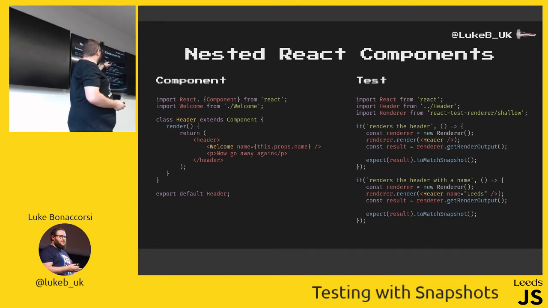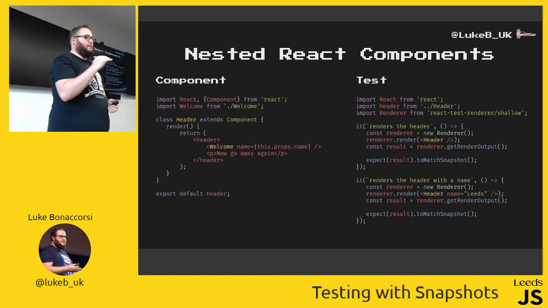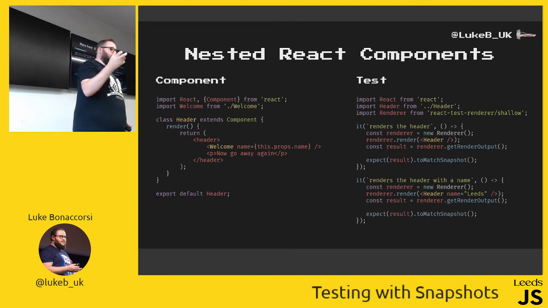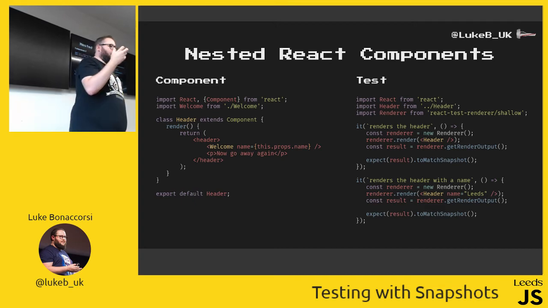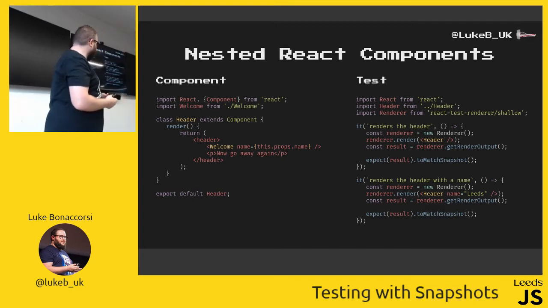Then we have a slight difference in our tests. So we pull in our header, and then we also have what's called a shallow renderer. A shallow renderer renders just one component level deep. It'll show your subcomponents and say that that's where it would be rendered, but it won't actually render the contents of it.